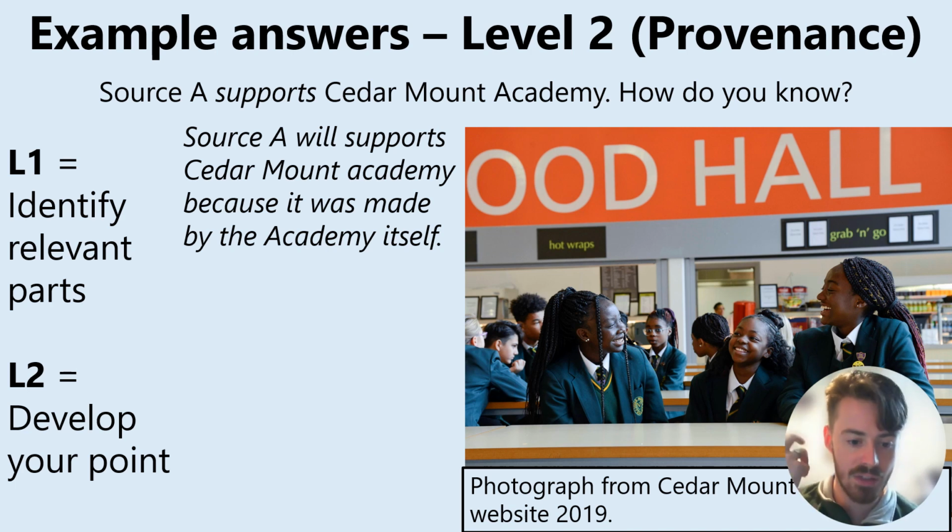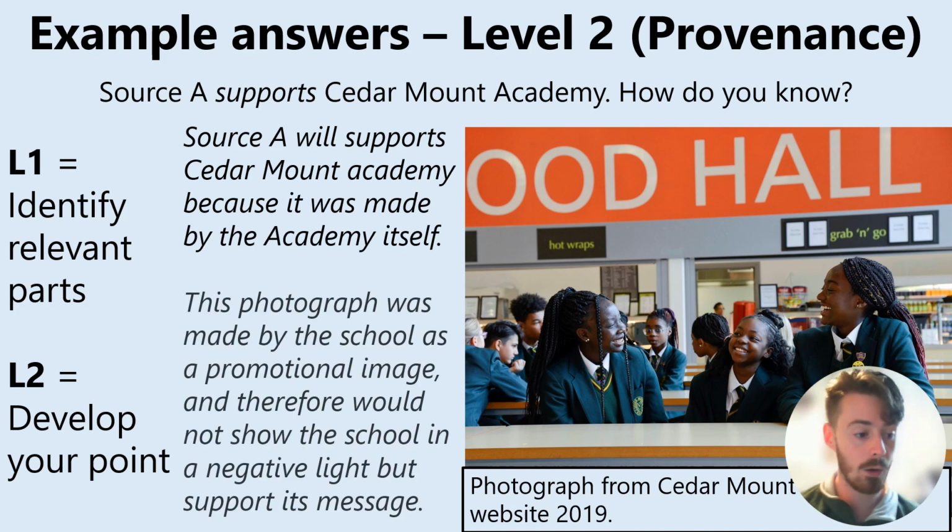So what reasons can we think of why the Academy would want to put up a picture of children smiling? Well, it's made by the school as a promotional image and therefore would not show the school in a negative light, but it would support its message. It's trying to make people like them. It's made by the school. They're definitely not going to say anything bad about themselves because they want more people to be attracted to come to the school. That's provenance analysis, and that's a level 2. That would get 3 or 4 marks. As much as it's a couple sentences, it is you showing that you understand that people make stuff for a reason. People make these sources because they want certain things to happen.